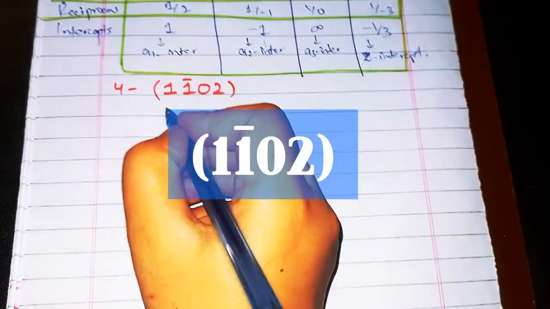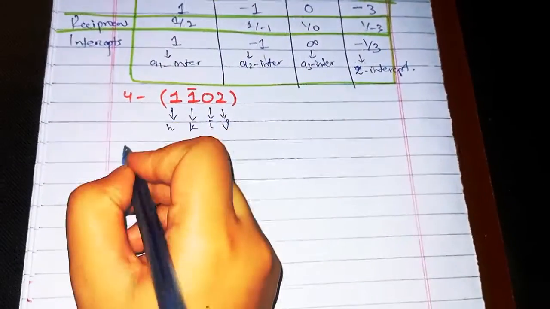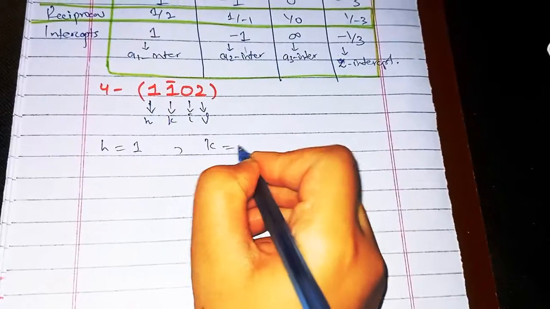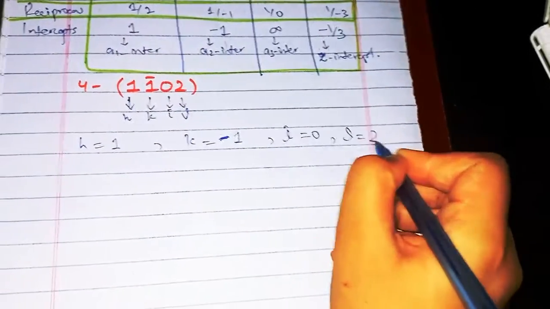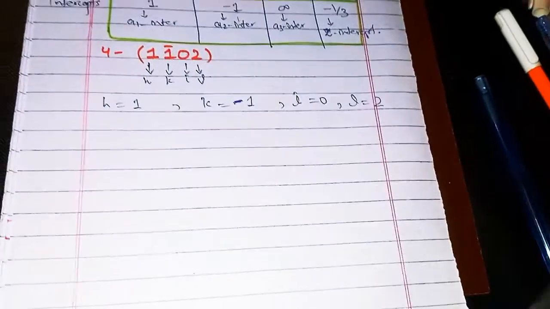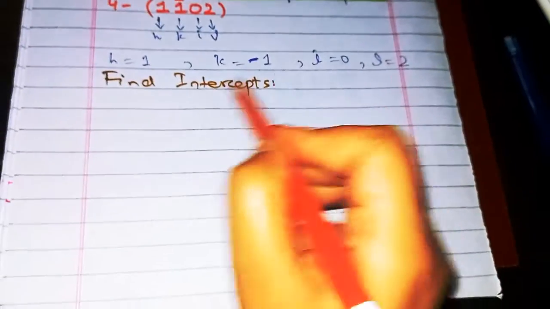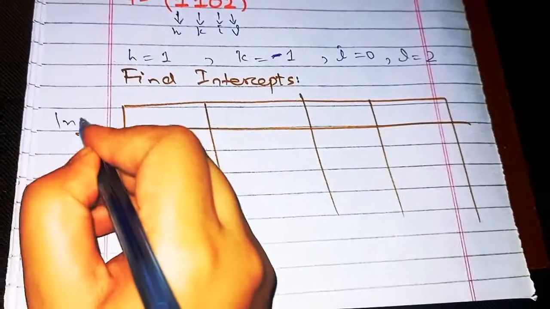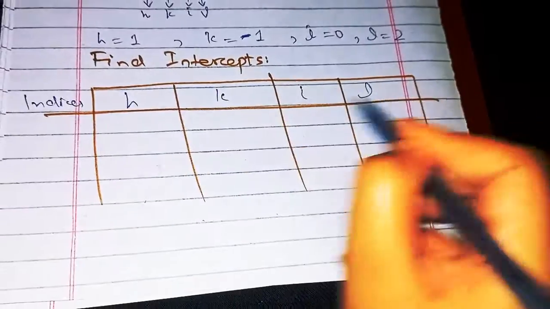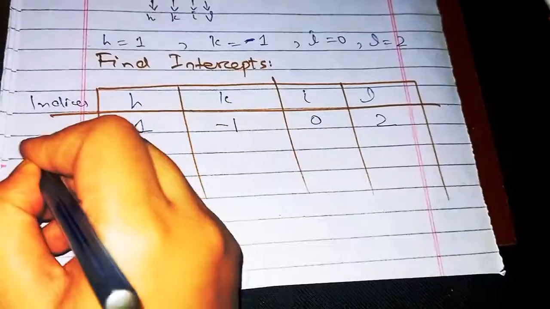Okay, this is the last one, and this is H, this is K, this is I, and this is L. H equals 1, K equals -1, I equals 0, and L equals 2. Let's find out the intercepts. Draw the table. Indices: H is 1, K is -1, 0, and this is 2.